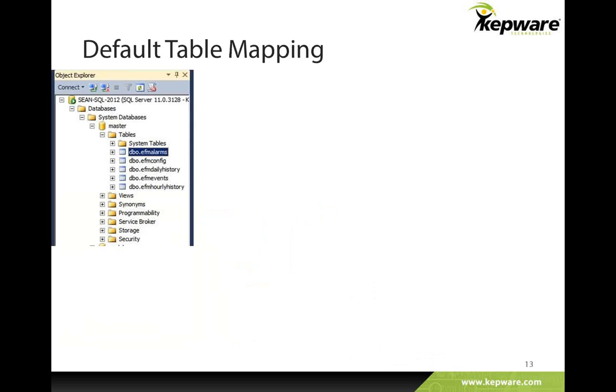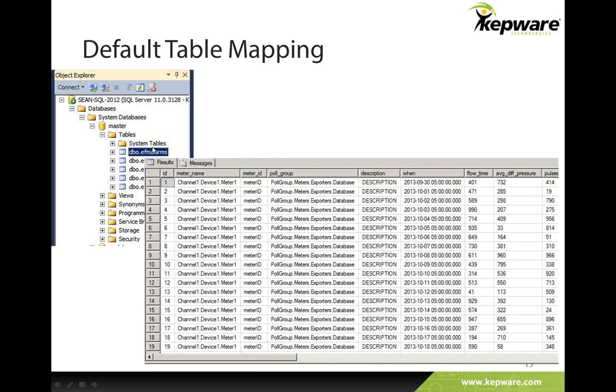This is what the default tables look like. This is what will be created if you just leave our default settings and create those tables from scratch. So you have daily history, hourly history, alarms, and so on. And then this is what that mapping looks like. So this is what the data that might be contained in the table pertains to, what that meter is gathering as far as the gas flow.